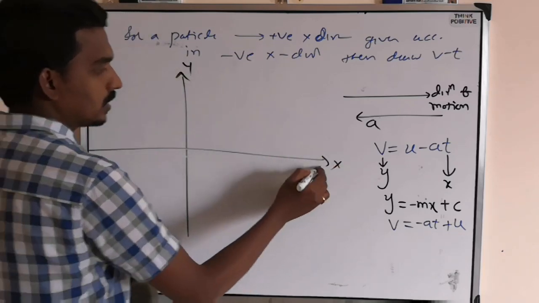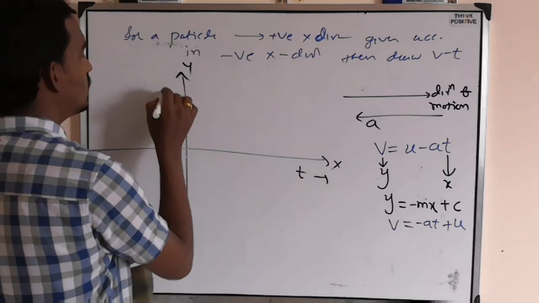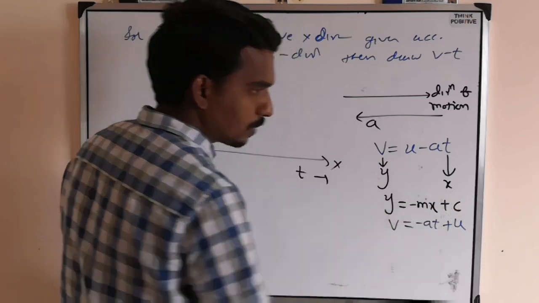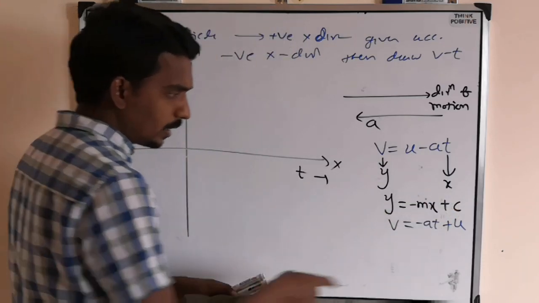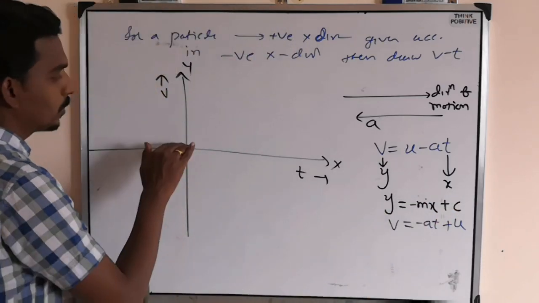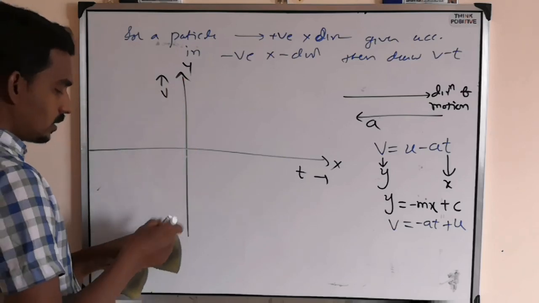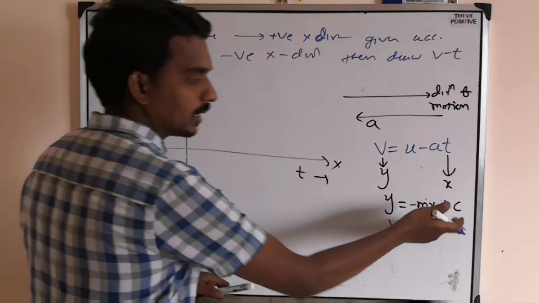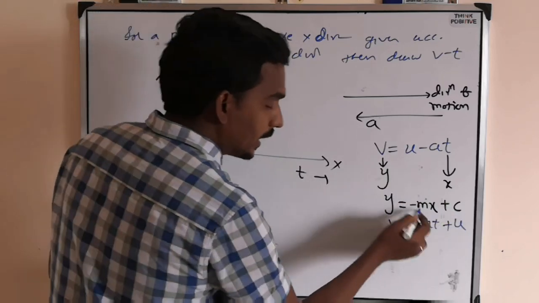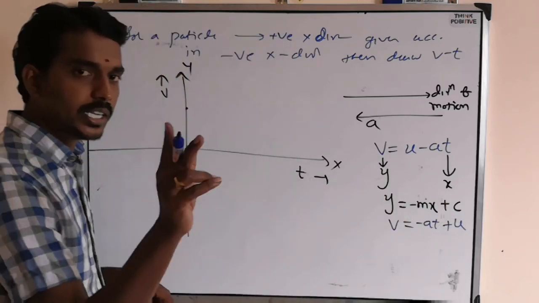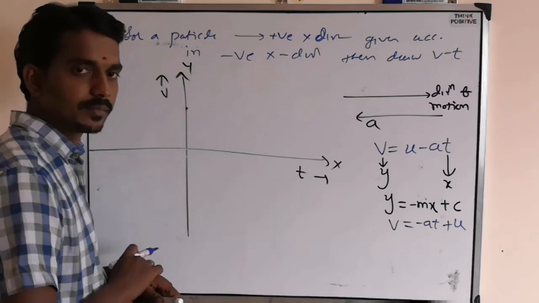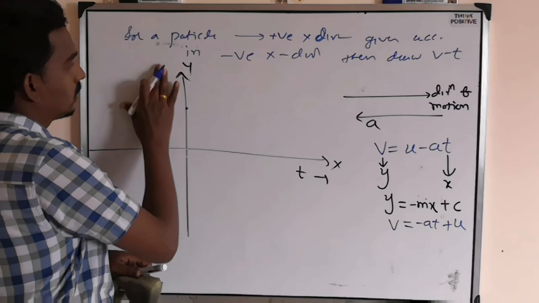This is our time axis, this is our velocity. Now y equal to minus mx plus c. Positive intercept means above the origin, somewhere here it will come, depending upon the given value. Negative slope: positive slope means like this, negative slope means like this. Yes sir? Like this.